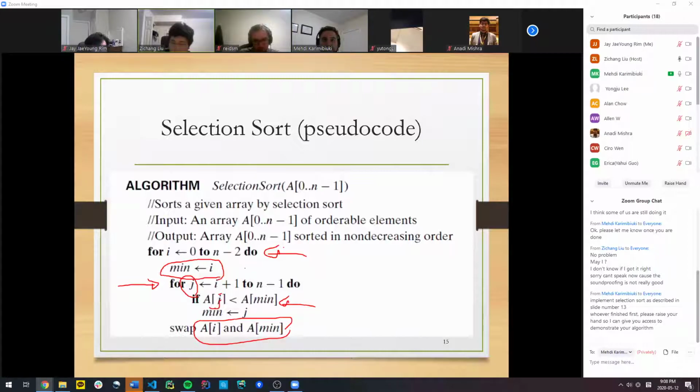It'll be n squared. N squared, yeah. So I think for n squared, because we have 2 for loops, right? All right. Right. So let's move on.